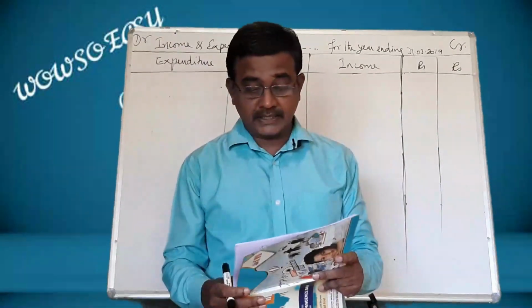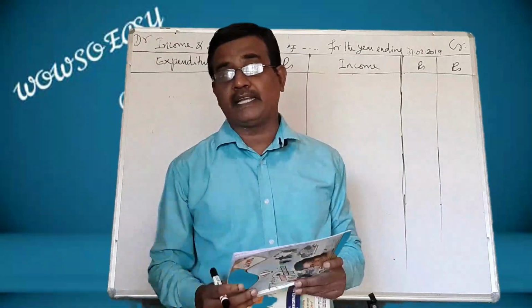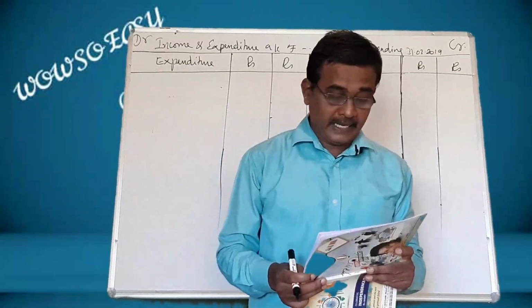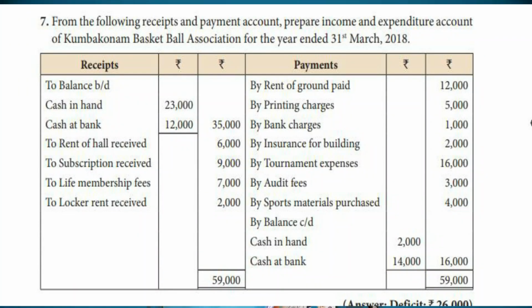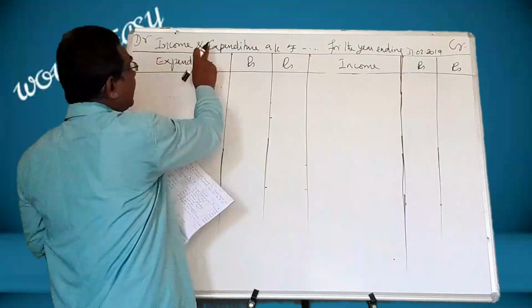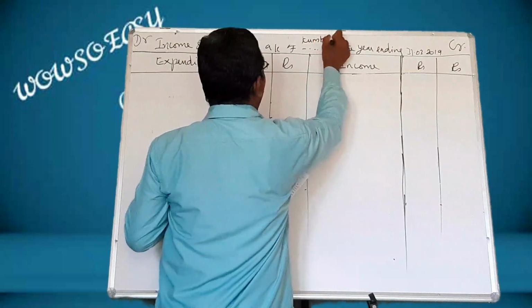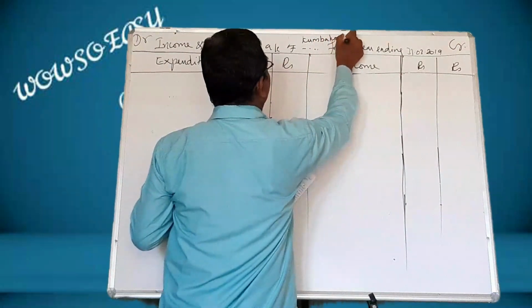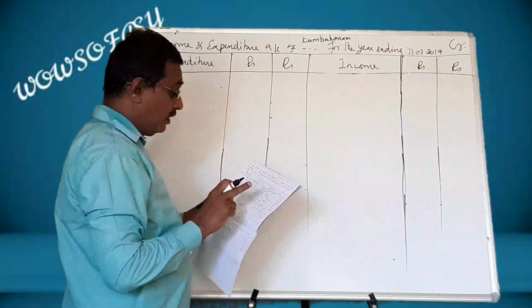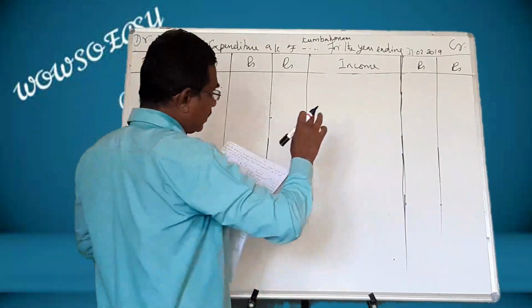Shall we do the seventh sum given on page number 73? Take a book and let me read. From the following receipts and payments account, prepare the income and expenditure account of Kumbakonam Basketball Association. And this is the format: income and expenditure account of Kumbakonam, for the year ending 31st March 2018.